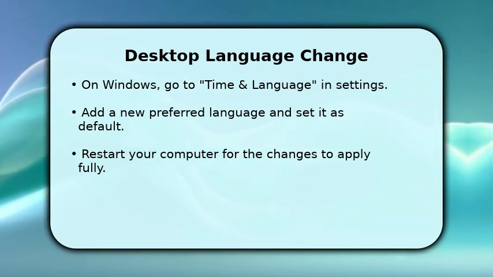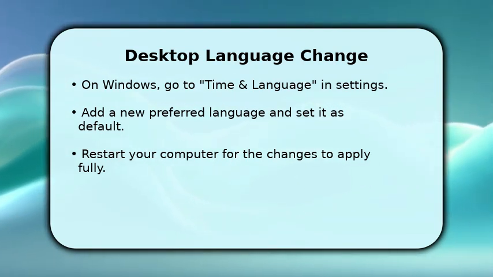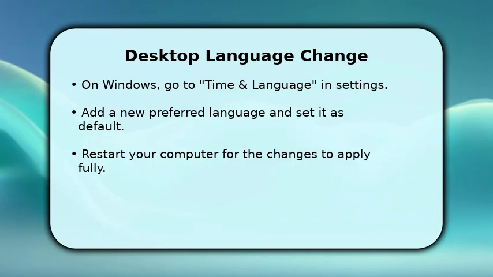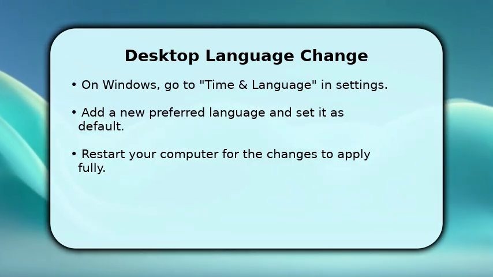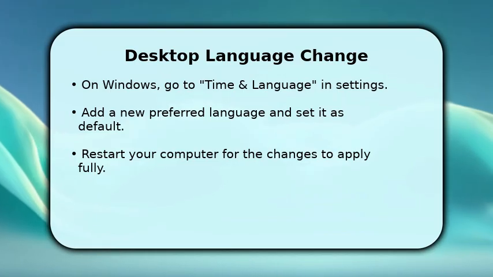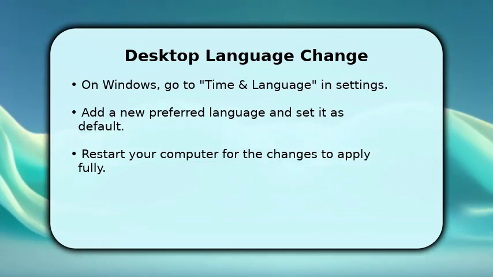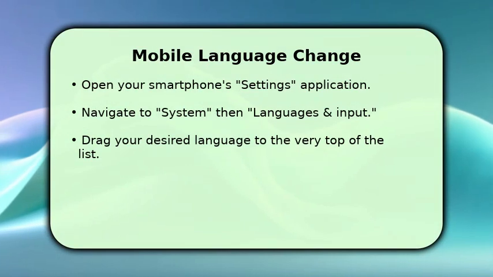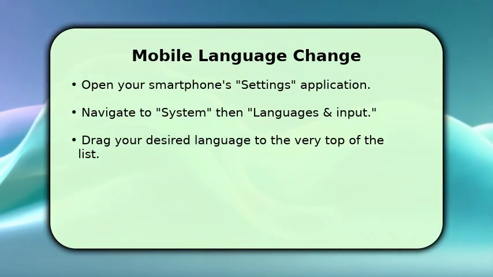For desktop computers, like those running Windows, begin by opening your system settings. Look for Time and Language, then select Language. You can add a new language pack and then set it as your primary display language. Remember, a quick restart of your computer is often necessary to ensure all applications and system elements update to your chosen language seamlessly.